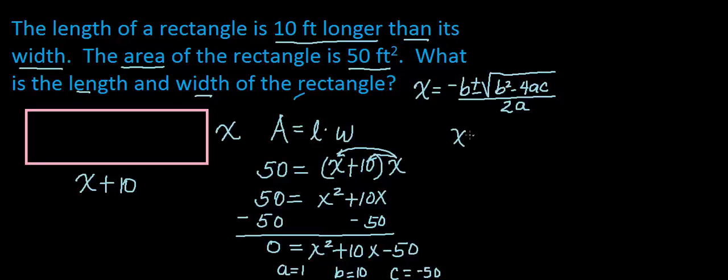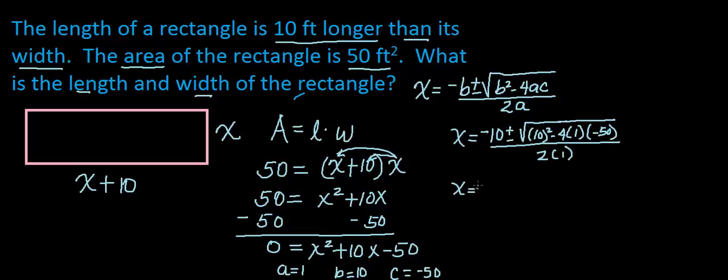So x is equal to the opposite of b. If b is 10, the opposite of 10 is negative 10, plus minus the square root of b squared, which is 10 squared, minus 4 times a, which is 1, times c, which is negative 50, everything divided by 2 times 1.